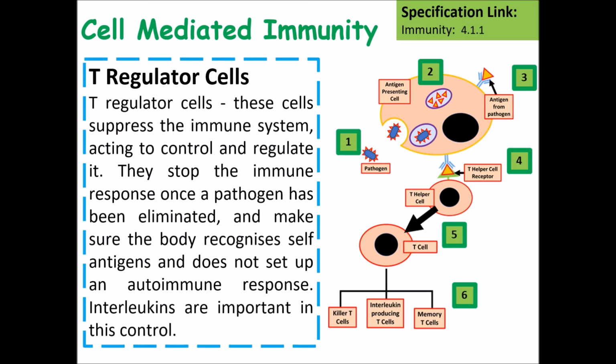You get T regulator cells. These cells suppress the immune system, acting as a control and regulatory system, so the immune system doesn't get out of control. They stop the immune response once the pathogen has been eliminated, and make sure that the body recognises self-antigens and does not set up an autoimmune response against them.